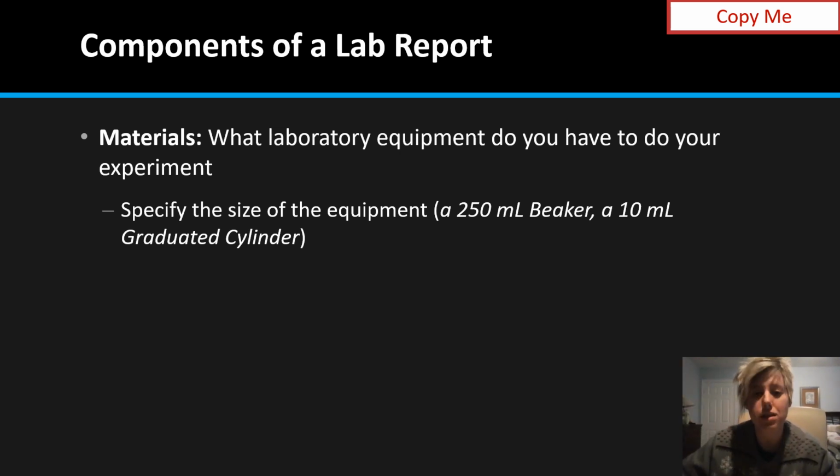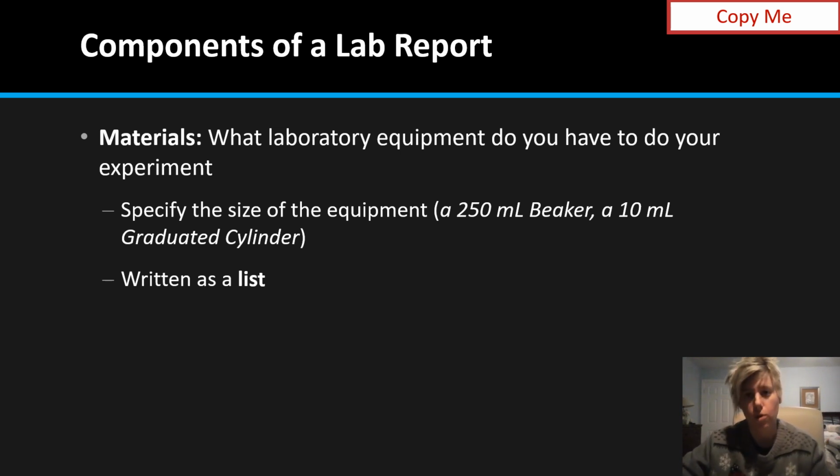So you need to specify the size of the lab equipment, and it needs to be written as a list. So I'm writing in list form, not a paragraph. You know, there's places for paragraphs somewhere else, but in a materials list, I'm writing it in list form.